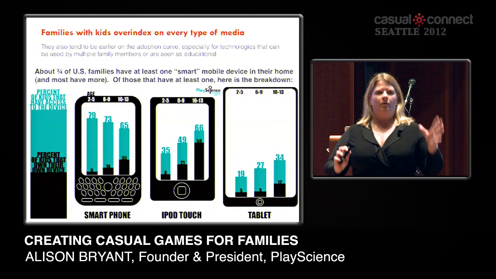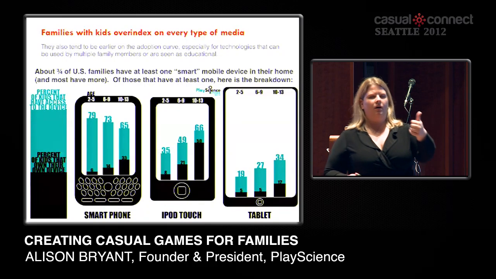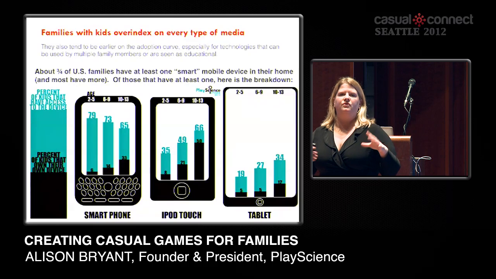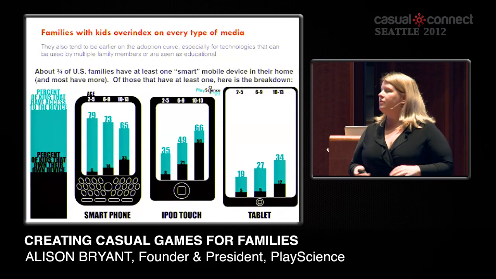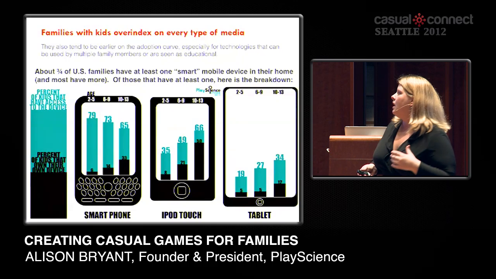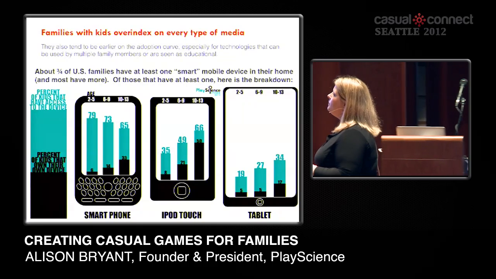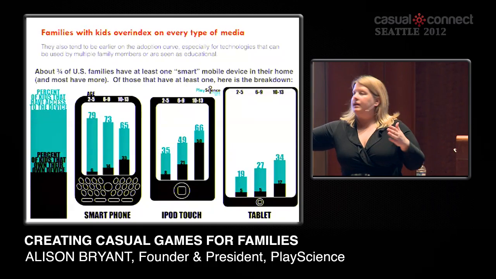So some form of, it could be a Leapfrog, LeapPad, some form of touch-based device. About 3/4 of US families have at least one of the smart devices in their home. And obviously, smartphones are the most likely. I'll show you some data on that in just a second. iPod Touches and tablets, and this data is about 6 months old, so these have increased.